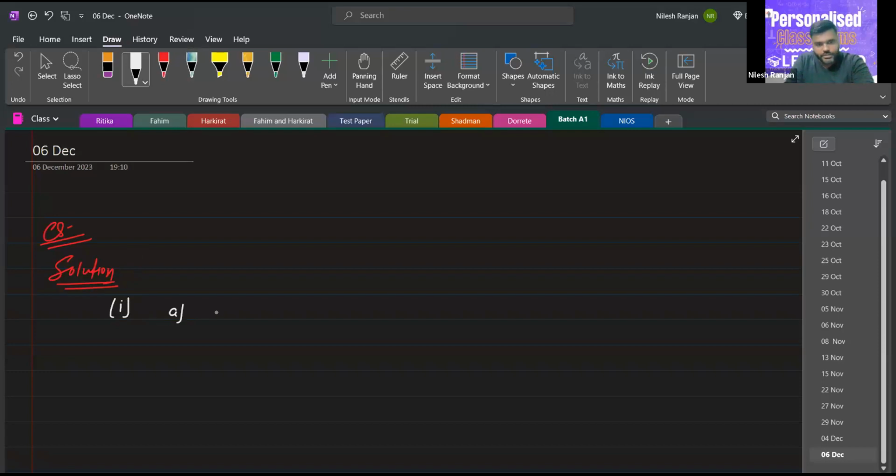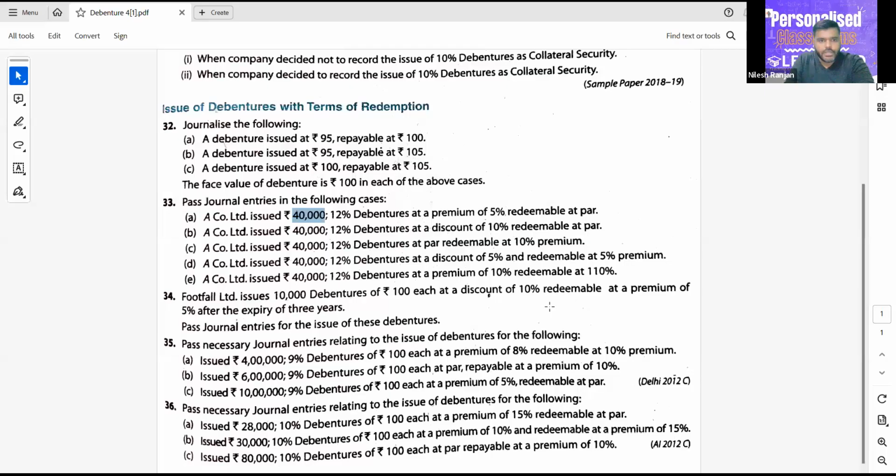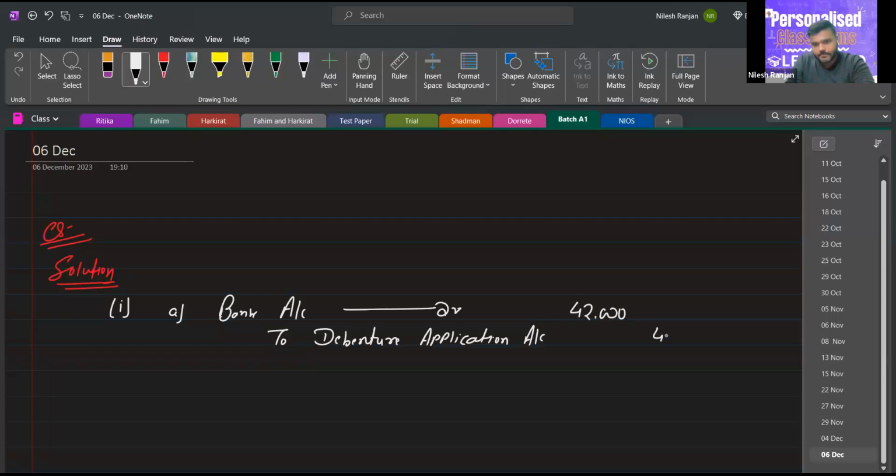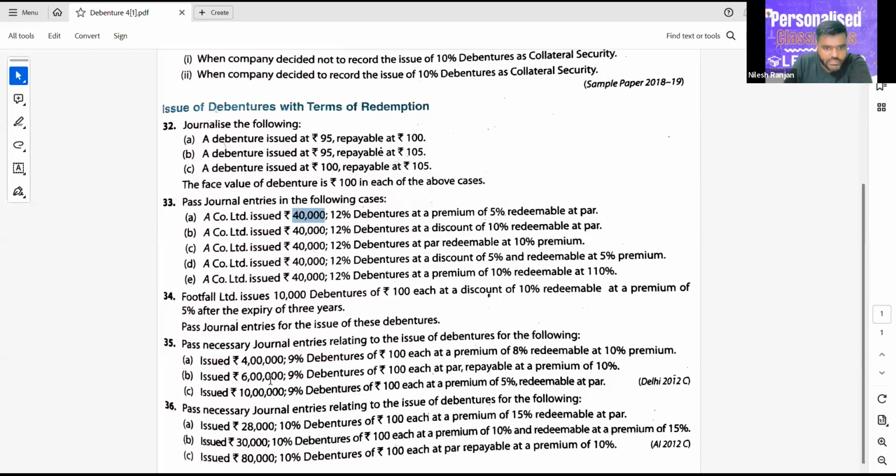First case, entry number one: bank account debit to debenture application account. How much amount will it be? It will be 40,000 at 5% premium, so 42,000. Is this clear? Amount is given, that's why I have just added 5% premium. But in all other questions, there is only amount given. Here, the number of debentures is given. Okay, so in all the questions, there is only premium. So 40,000 into 5%, it is 42,000.